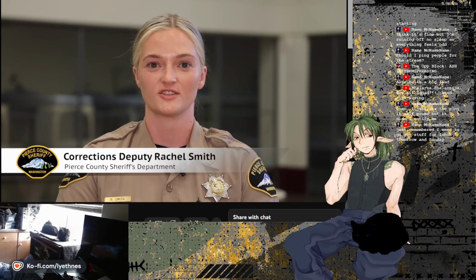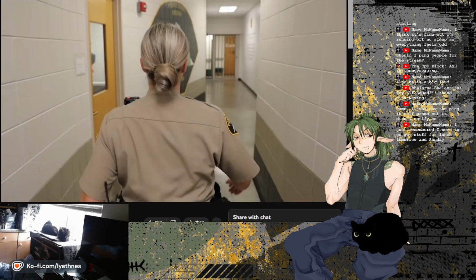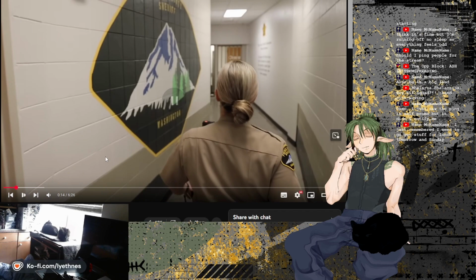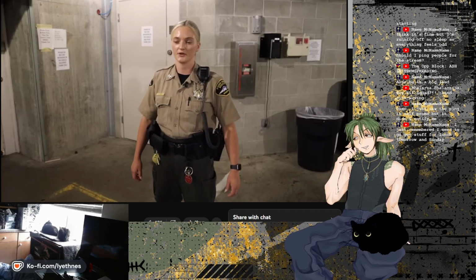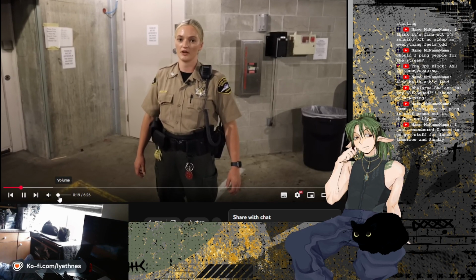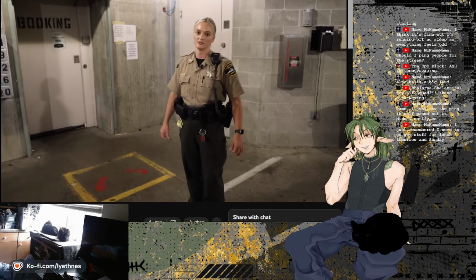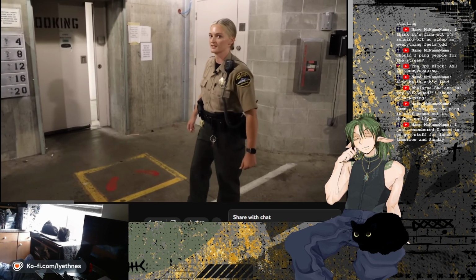Hi, I'm Corrections Deputy Rachel Smith, and I've been with Pierce County Sheriff's Department since March of 2021. I think this one's interesting just because you get to see a guided tour. So this is the new jail vehicle sally port. When individuals are arrested and brought in, they're first given a pat search right here, and then they proceed into booking to begin the booking process. Let me show you what that's about.